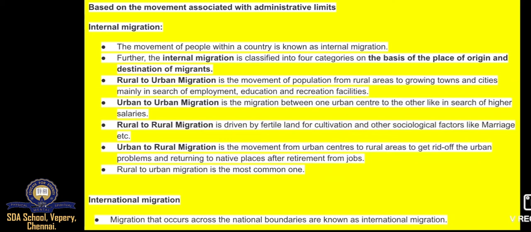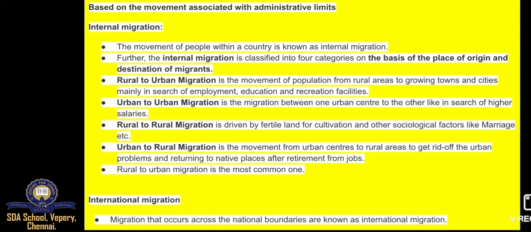And next, based on the movement associated with administrative limits: internal migration. The movement of people within a country is known as internal migration.